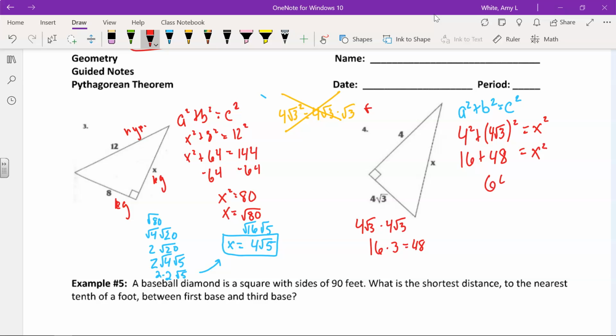Now when I add them up, I get 64 equals x squared. So x is the square root of 64. And in this case, we just get 8 for x. The key with this one is that you need to do parentheses. That is what matters the most. If you do not do the parentheses, it will give you the incorrect value.